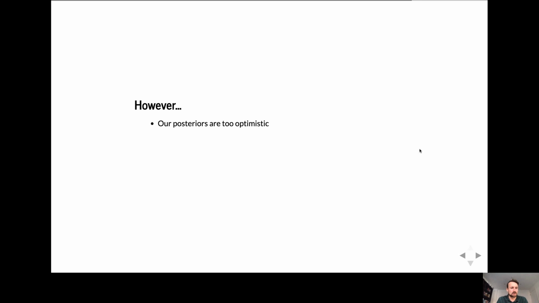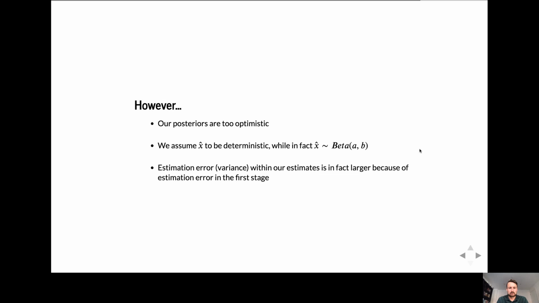However, there's one more thing to discuss. Our posteriors are a little bit too optimistic about variance. What we did so far is assume x hat to be deterministic, while in fact it's also an estimation, including estimation error from our first stage estimation. In this specific case, we know the distribution of x hat because it's a beta distribution. As a result, the estimation error with our estimates is in fact larger because of estimation error in this first stage. So the question now is, how can we account for this estimation error in the first stage?